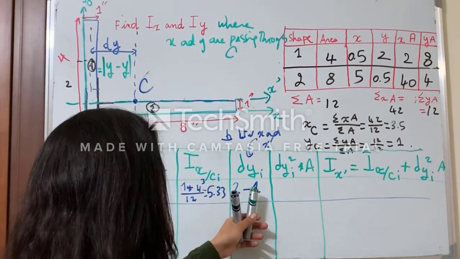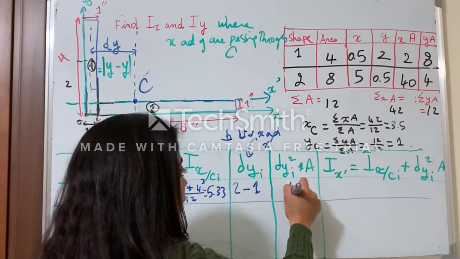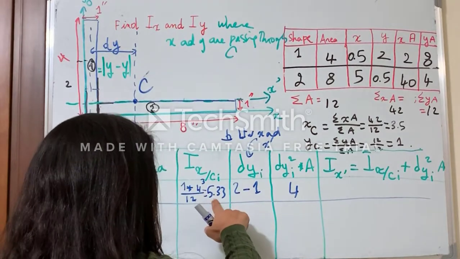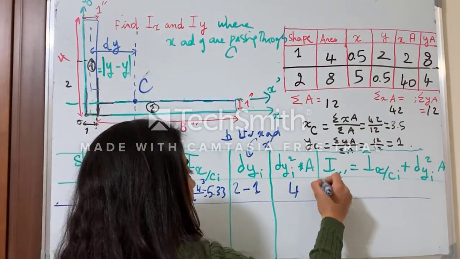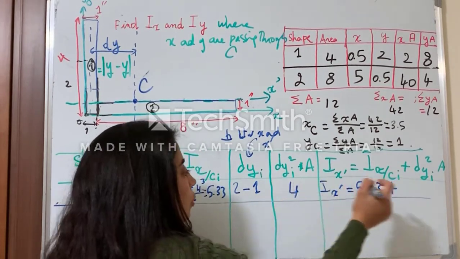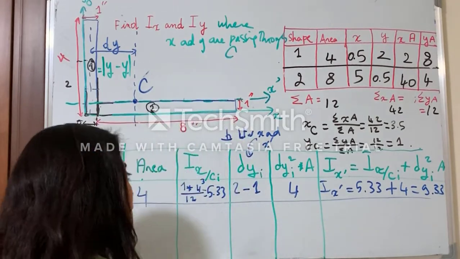And then I can do the multiplication between 1 squared and 4, which is 4. And then I can apply the parallel axis theorem, adding it to 5.33. So Ix prime is equal to 5.33 plus 4. So it is 9.33. Alright?